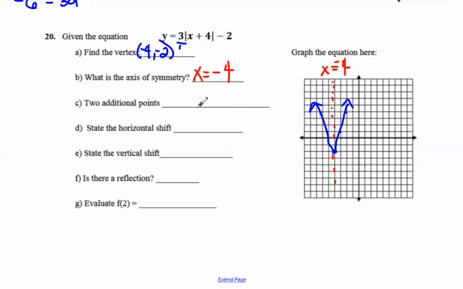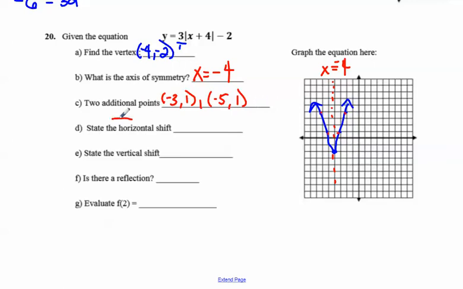Two additional points on your graph. Okay, we found those points when we were graphing our stretch. So from the vertex, we went up 3 and over 1. So this point right here has coordinates negative 3, 1. And then this point over here, we went up 3 and back 1, so that would be negative 5, 1. Of course, you could have chosen these points as well. There are a lot of choices for the points. Just make sure that you've graphed accurately, and then you can find 2 additional points.